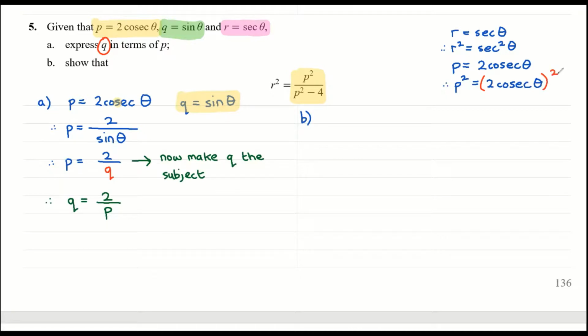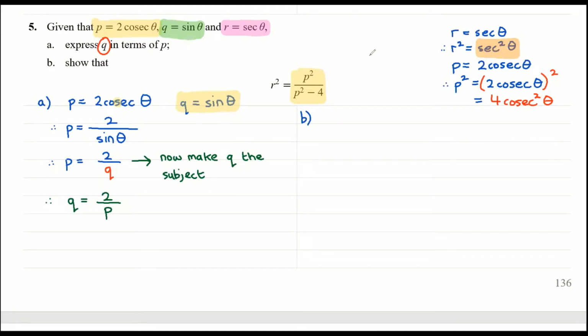Okay, and that's going to be, so if I square the two, remember I'm going to get 4 cosec squared theta like that. Right, so can we apply this information? So I'm going to start with the right-hand side, and hopefully we can do some simplification, perhaps some collecting like terms, and we're going to end up with hopefully sec squared theta, which is of course r squared. So let's write everything out.